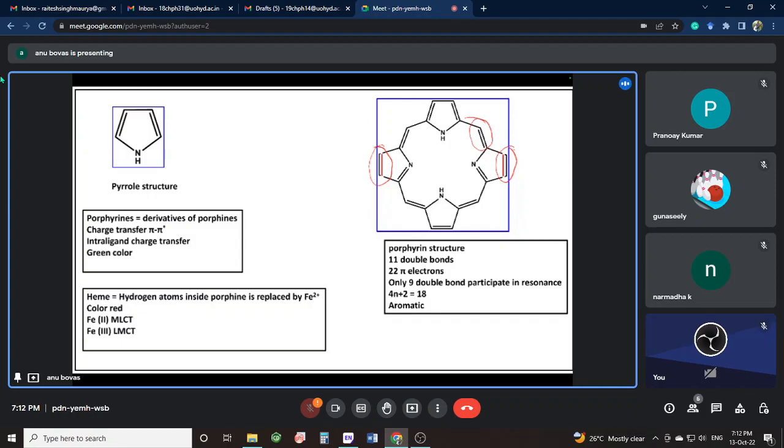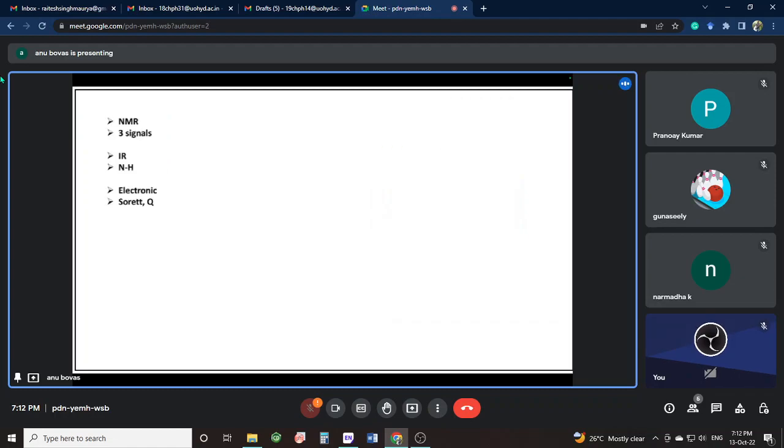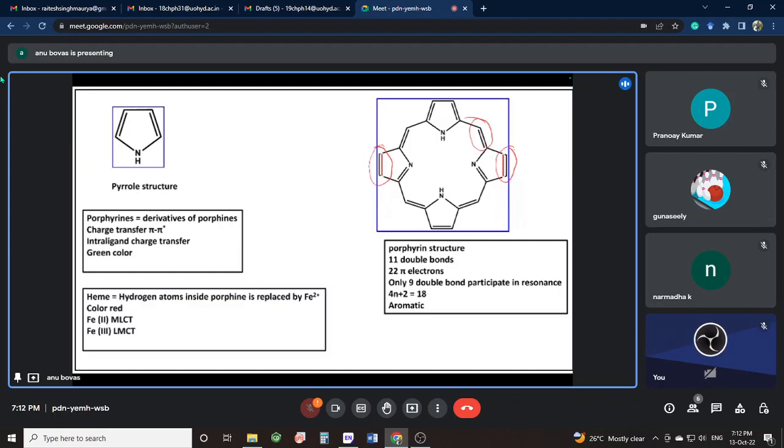Iron 2 metal to ligand charge transfer, and iron 3 ligand to metal charge transfer will be there. And some important things are NMR, IR, and electronic spectra we will deal with now. So it is very easy. By seeing this big structure, don't get panicked, because here are only 3 types of hydrogens.